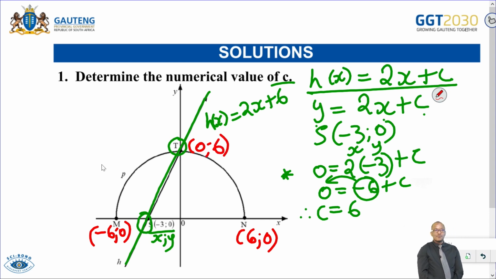Correct. But now, when we're talking about the domain, we're only talking about the x values. So, the domain is the x values. And it means we must determine the values of x where p is defined. That is the domain. The domain is the values of x where the graph of p is defined. So we can see that the graph of p is defined from negative 6 up until N there. Beyond N and below M, that graph is not defined.